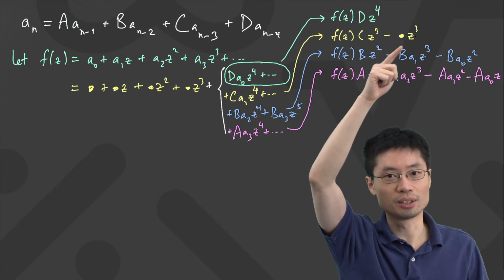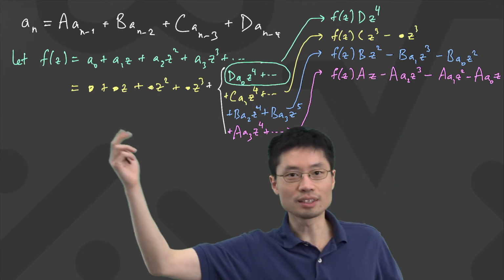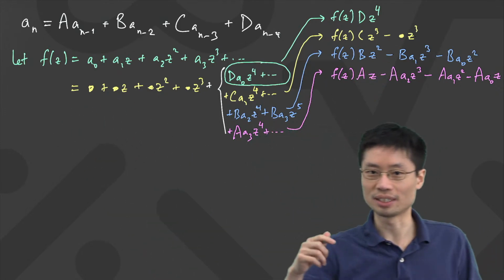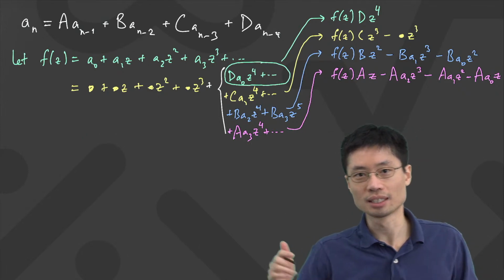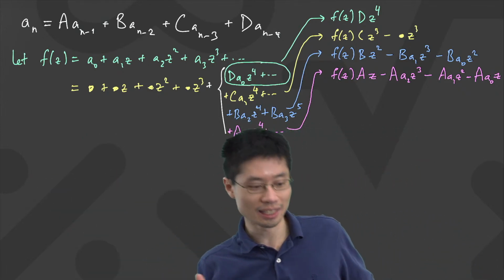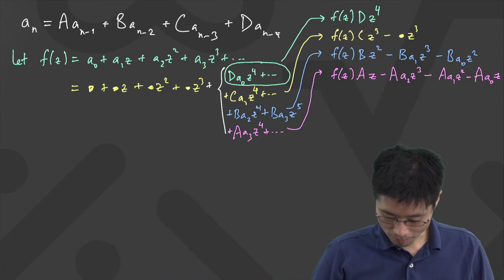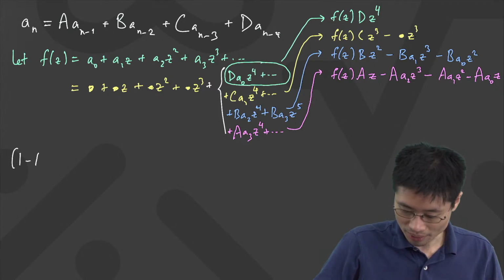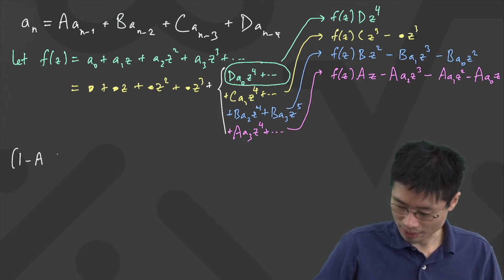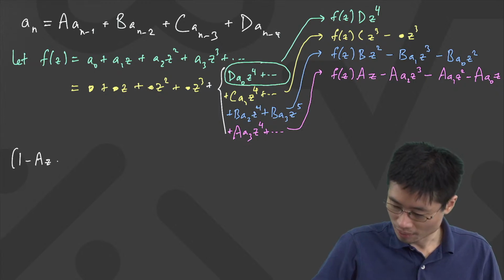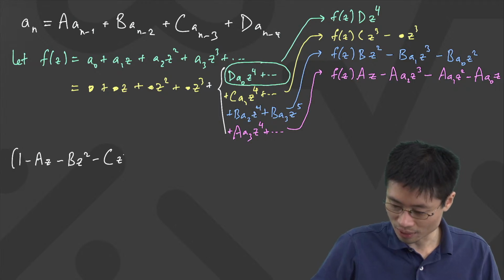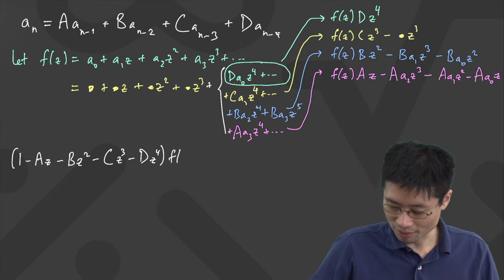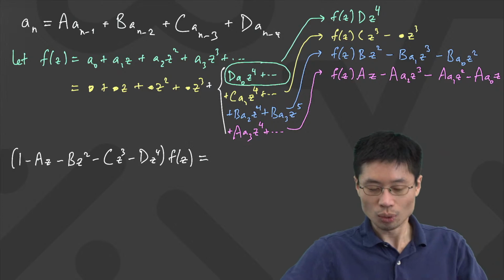The yellow one is a polynomial of degree 3 in z. And all of these blobs I wrote in front, that's a polynomial of degree 3 in z. So my claim is, if you shoved all the f's to one side, I would end up seeing that if I factored, I would get 1 minus capital A z minus capital B z squared minus capital C z cubed minus capital D z to the fourth times f of z equals, what would be left over?